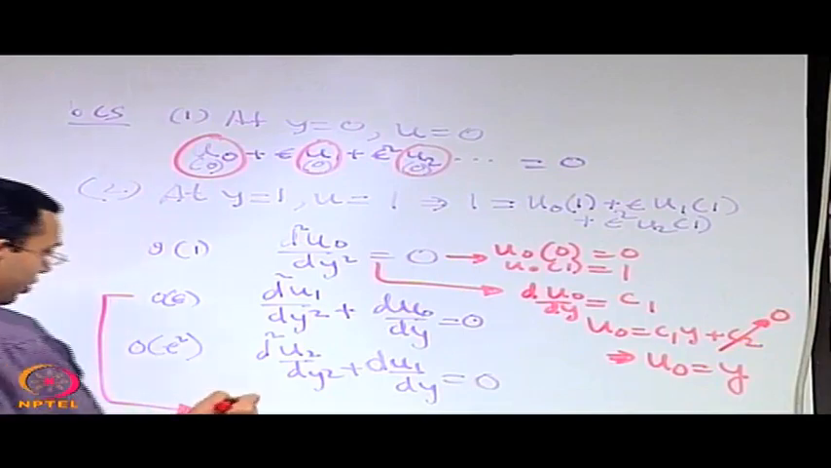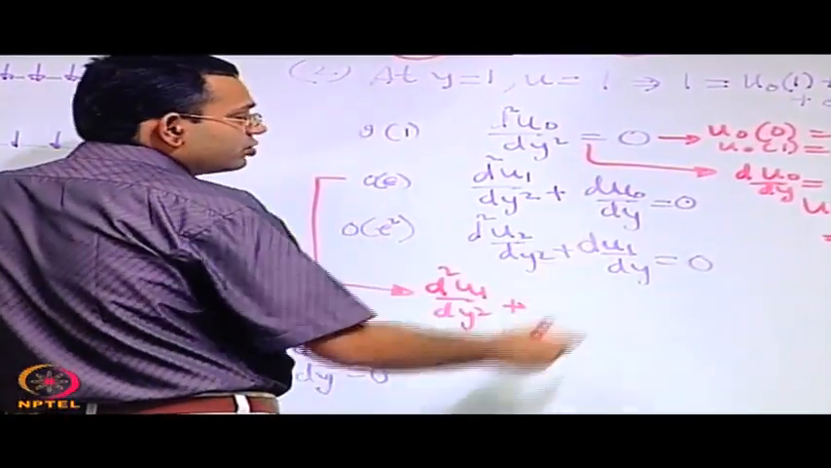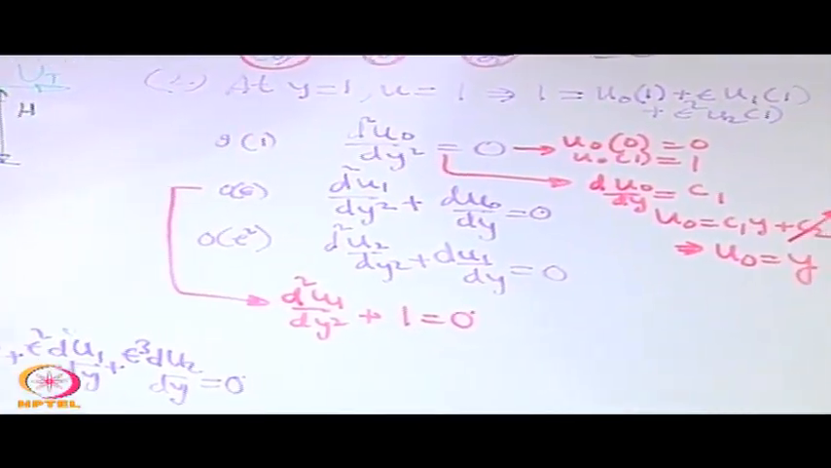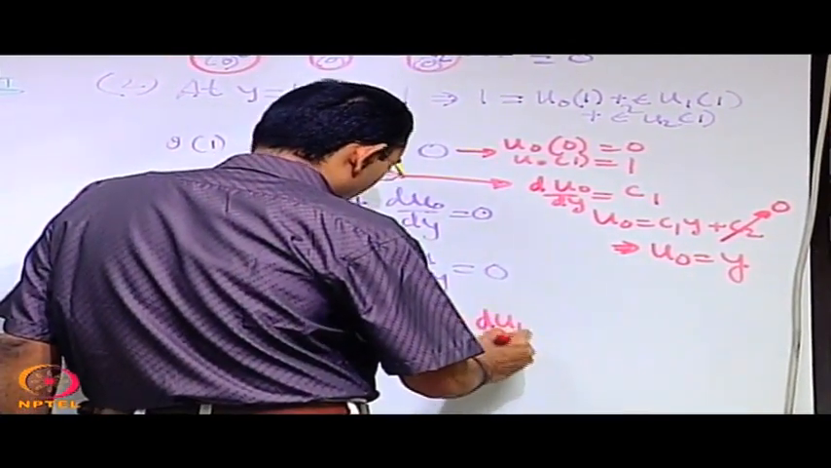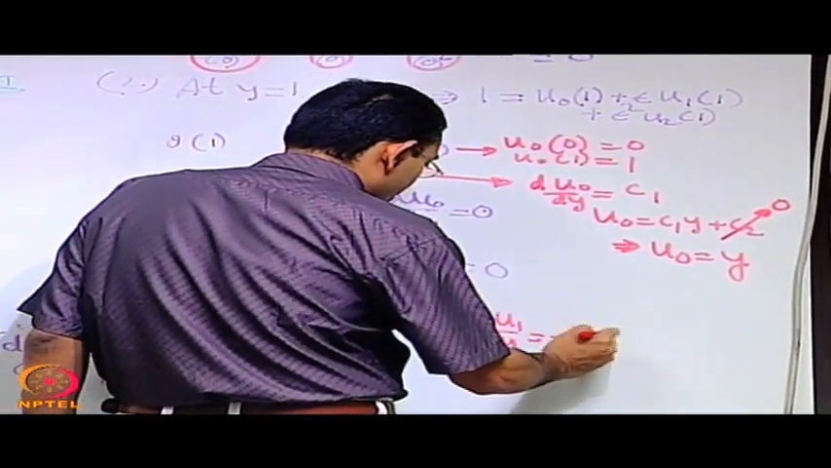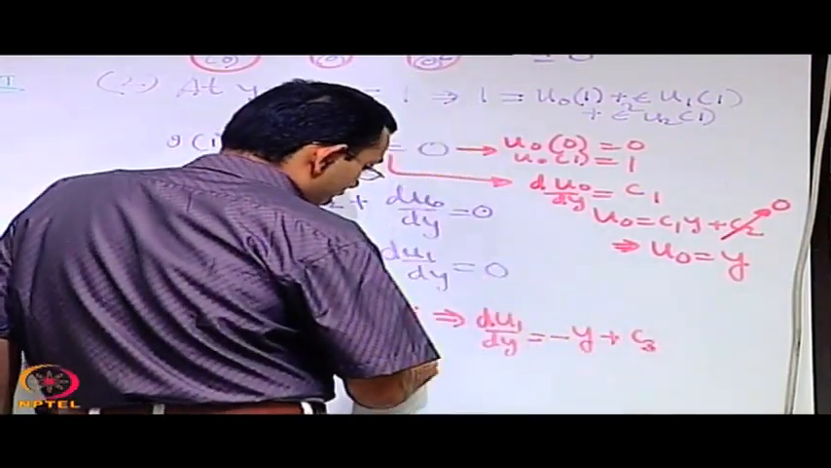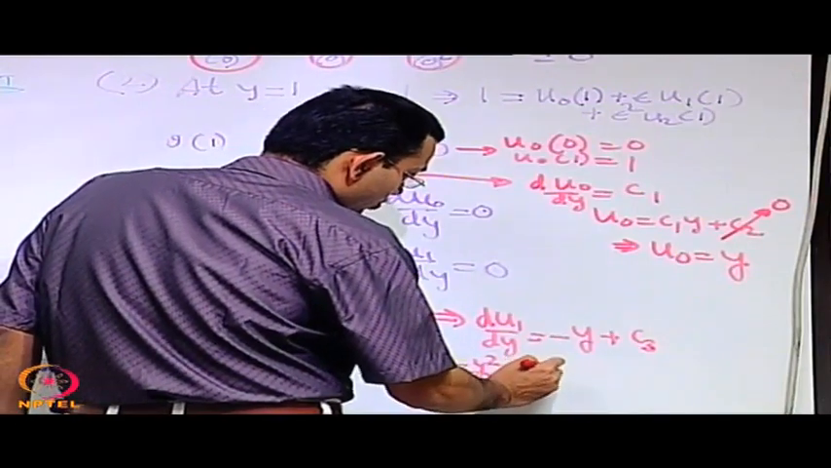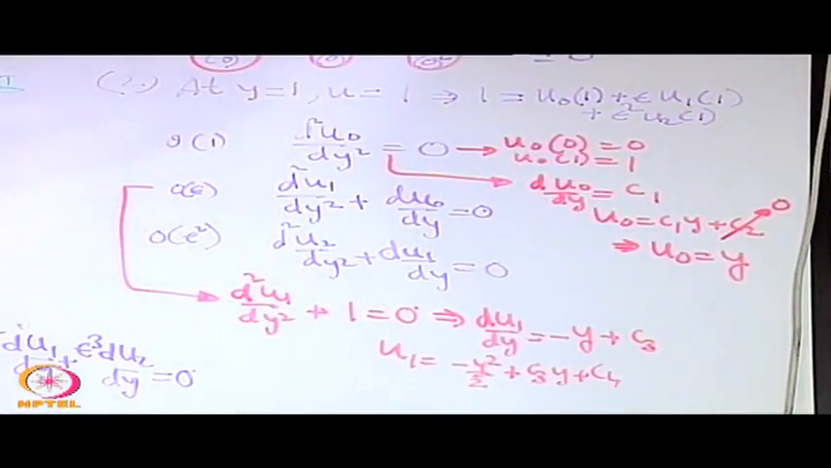Next you come to the second one, order of epsilon. So what will it give you? d2u1/dy2 plus du0/dy, which is 1, equal to 0. So if you integrate it, du1/dy is equal to minus y plus C3, and u1 is equal to minus y square by 2 plus C3 y plus C4.